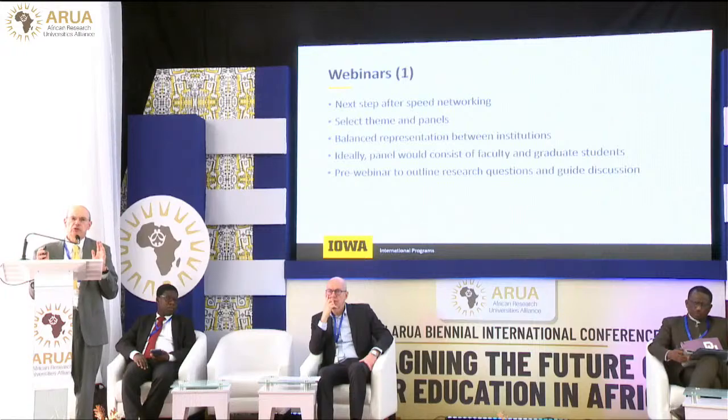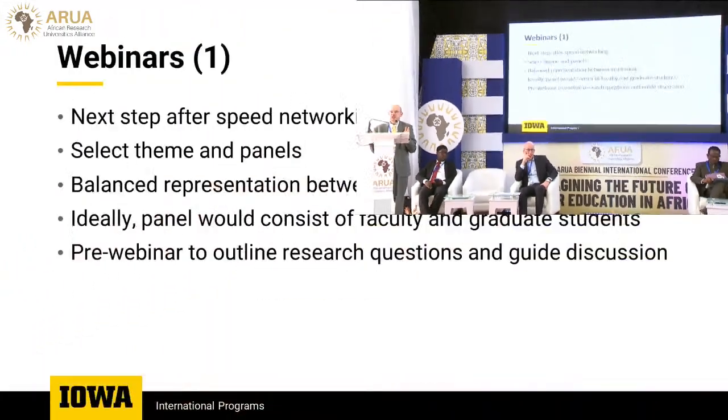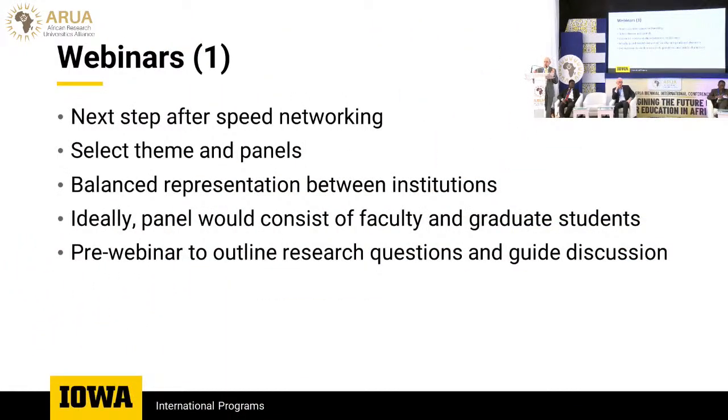And this is where the research and discussion mission comes in. So what we do with the webinars is we select themes and panels. We seek a balanced representation between both institutions, and balanced means gender. It also means that we would seek graduate and professional students. We need to have as many voices as are reasonably possible represented in these panels.